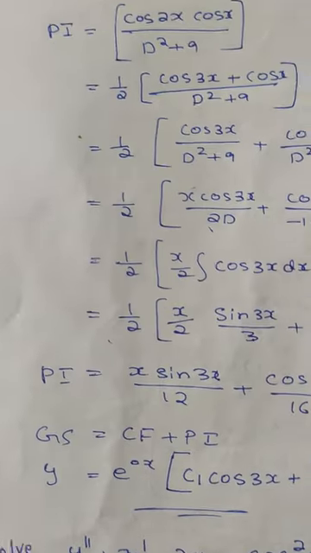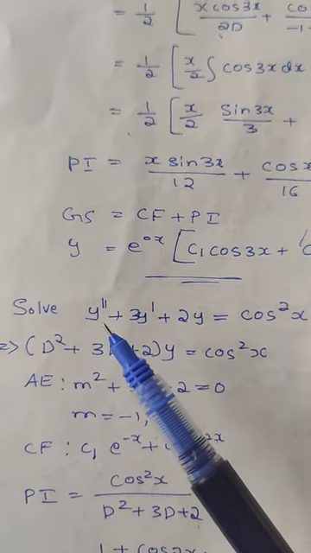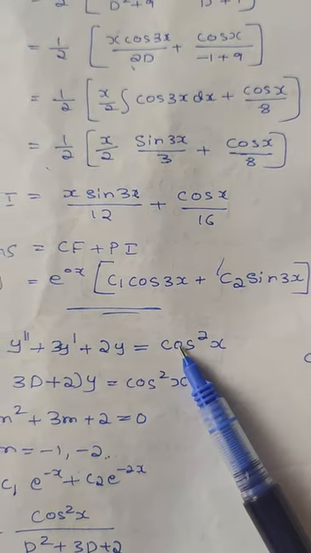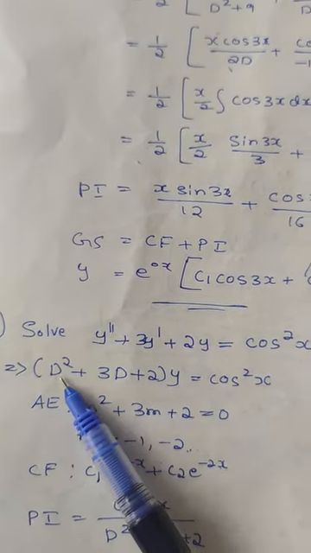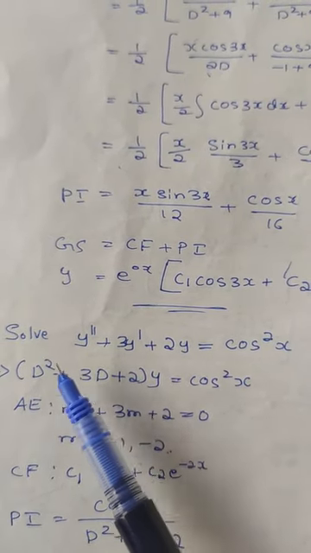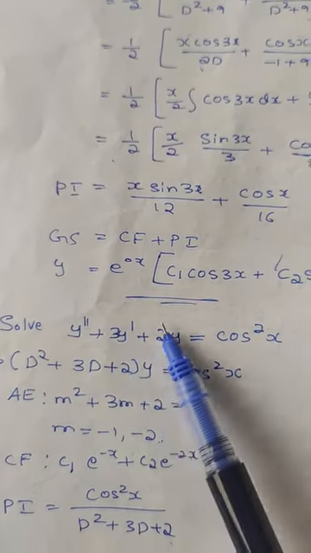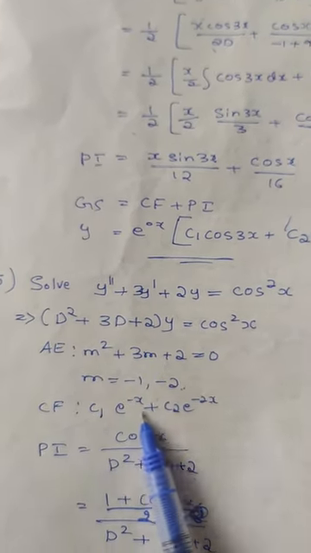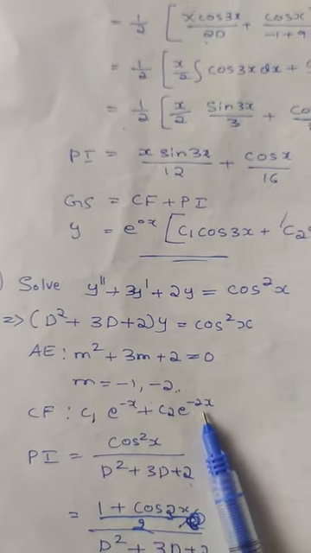Next one now. Y double dash plus 3y dash plus 2y is equal to cos square x. Now, this is your differential equation with polynomial operator. Y double dash is d square, 3y dash is 3d, plus 2 into y. Auxiliary equation, find the roots, write the complementary function.